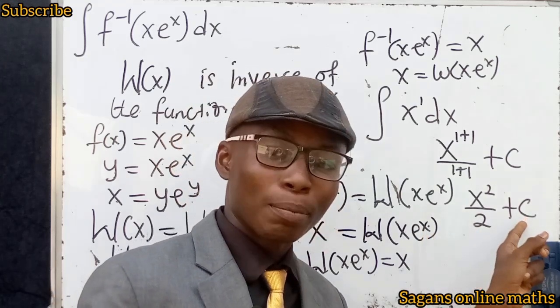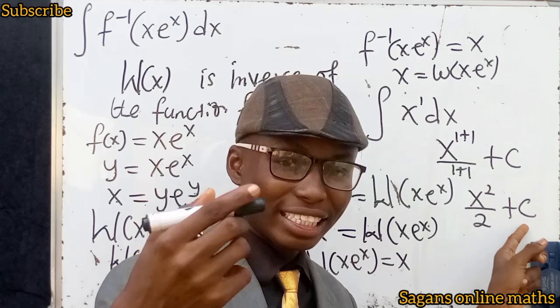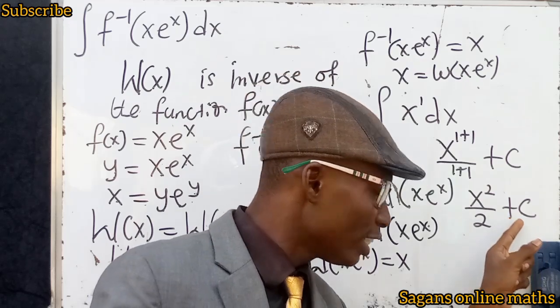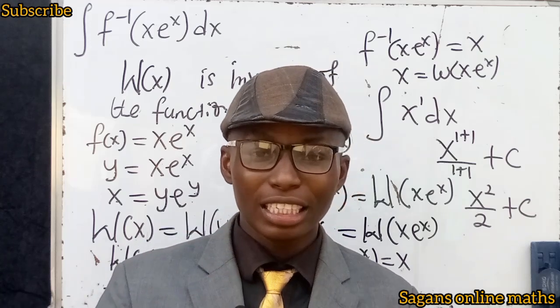Now, this C you are seeing here represents that there are many constants that were differentiated that cannot be integrated anymore. This C you are seeing here represents those constants that were differentiated that cannot be integrated anymore.